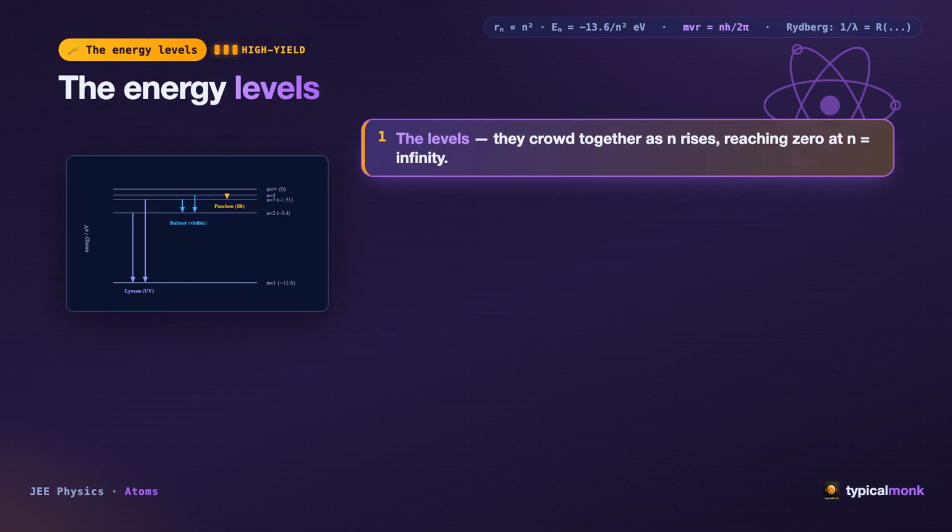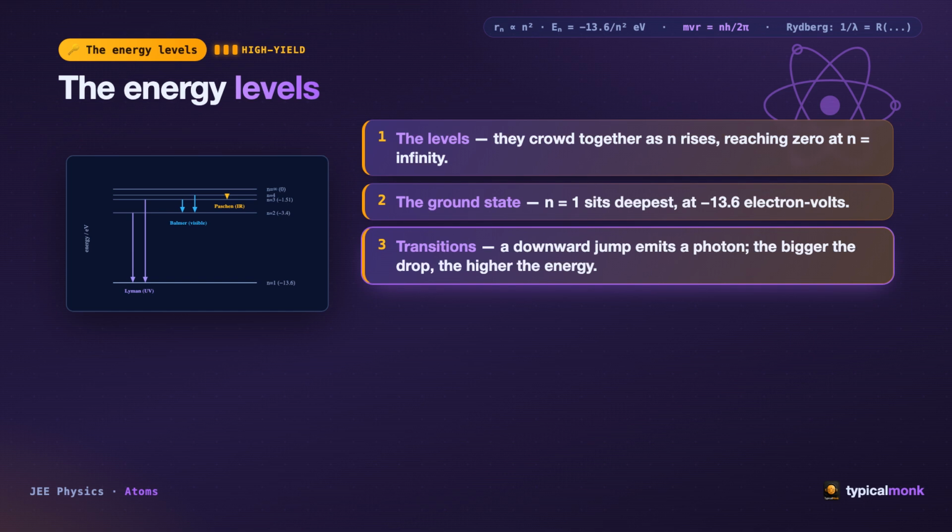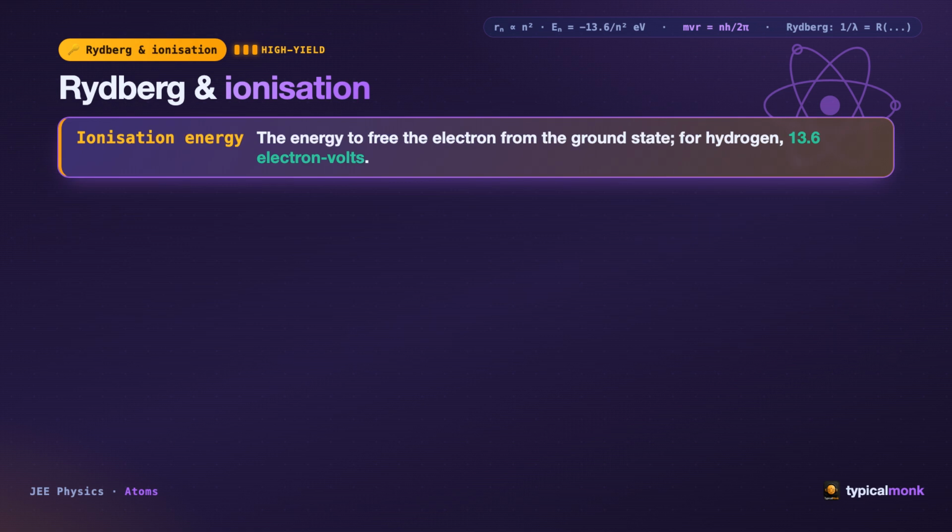Now look at the picture, the hydrogen energy level diagram. The levels crowd closer and closer together as n rises, reaching 0 at n equals infinity. The ground state: n equals 1 sits the deepest at minus 13.6 electron volts. Transitions: a downward jump emits a photon, and the bigger the drop, the higher the energy of that photon. The series: the Lyman series ends on n equals 1, the Balmer on n equals 2, and the Paschen on n equals 3.